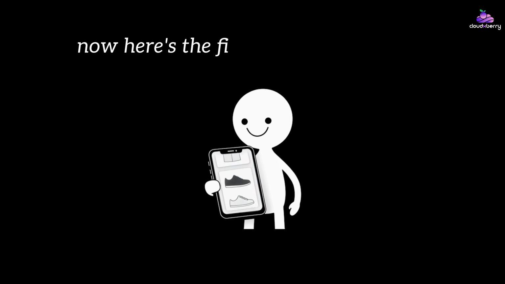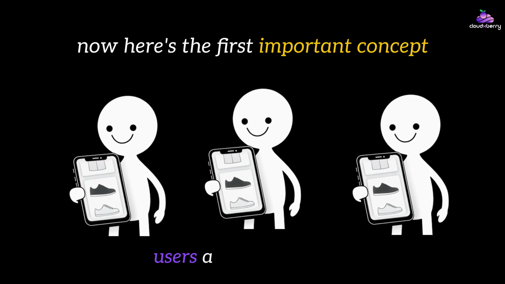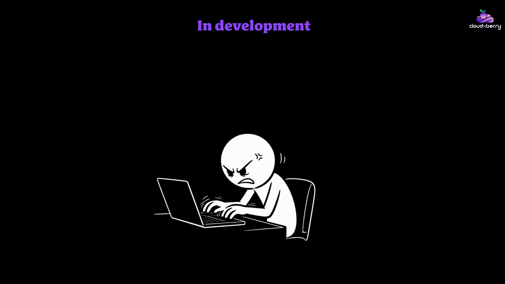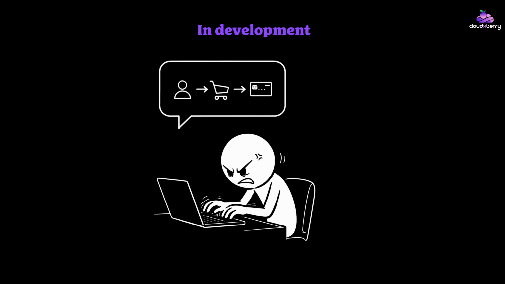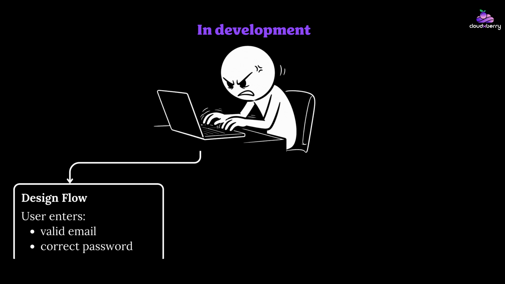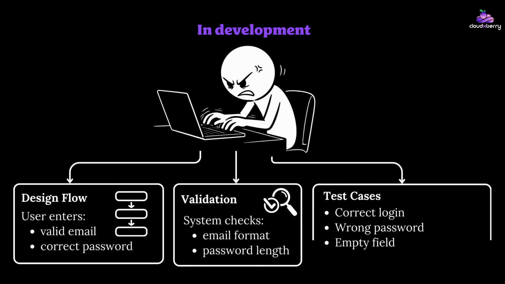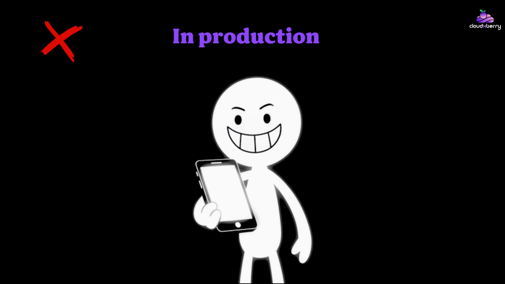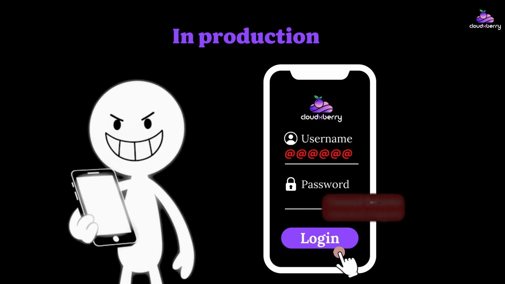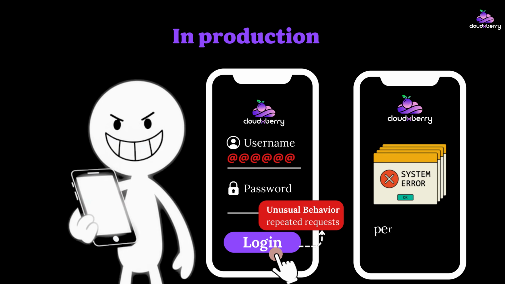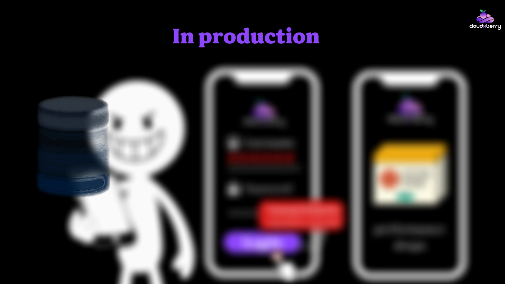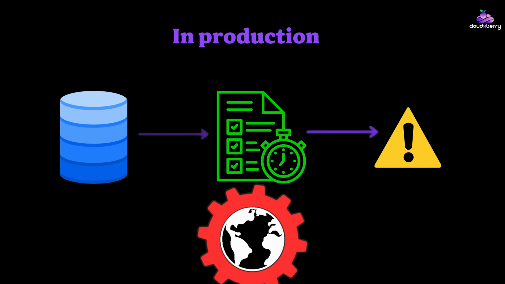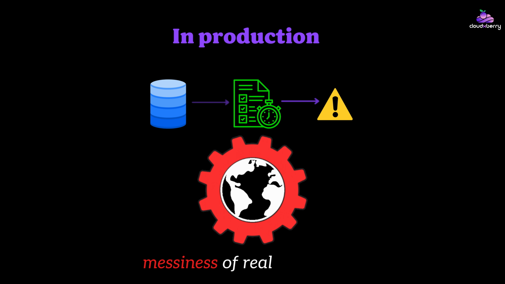Now here's the first important concept. Users are unpredictable. In development, you think you understand how your application will be used. You design flows, validations, and test cases based on expected behavior. But in production, users don't follow your expectations. They enter unexpected data, they use features in ways you didn't design, and they create edge cases that no test scenario could have covered. Even the best test data cannot match the diversity and messiness of real-world data.